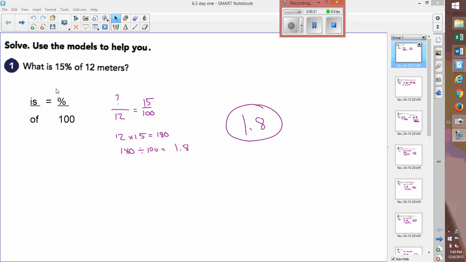So, right here it says, what is 15% of 12 meters? We have our "what is," so that's going to be our question mark. The "is" is our question mark, and 15%, percent is always over 100, of 12 meters, so 12 is going to be our "of." We then crisscross divide, you get 180. 180 divided by 100 is 1.8.